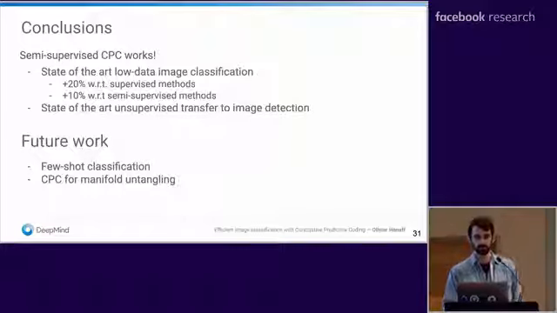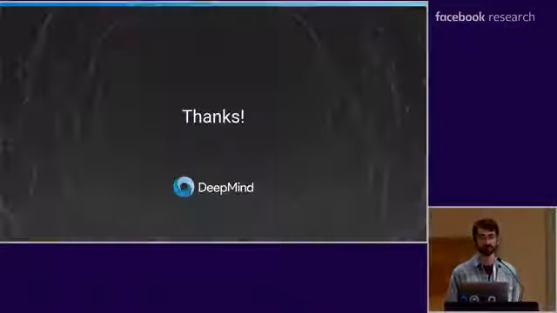So to conclude, we found that contrastive predictive coding can be usefully applied in the semi-supervised learning setting, giving large improvements over both supervised baselines and competing semi-supervised methods. And we think there's a variety of ways of extending this that we would be very happy to talk to you about. Thank you for your attention.